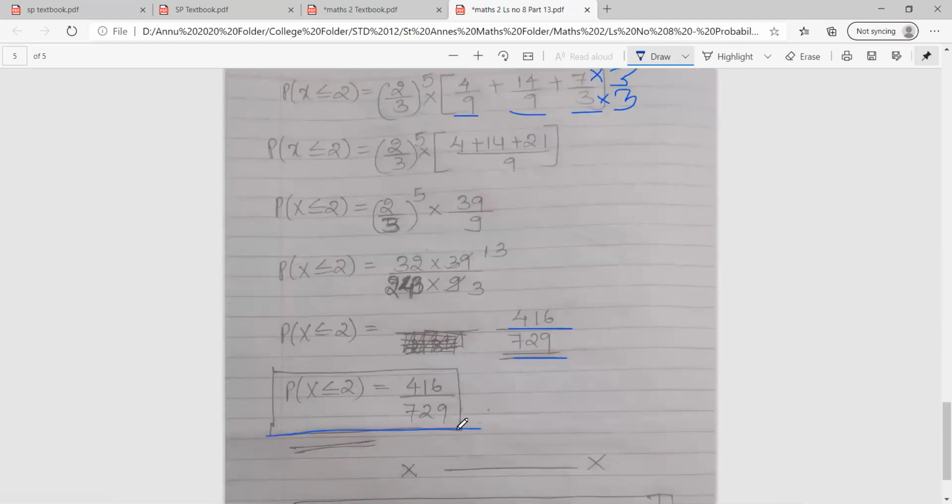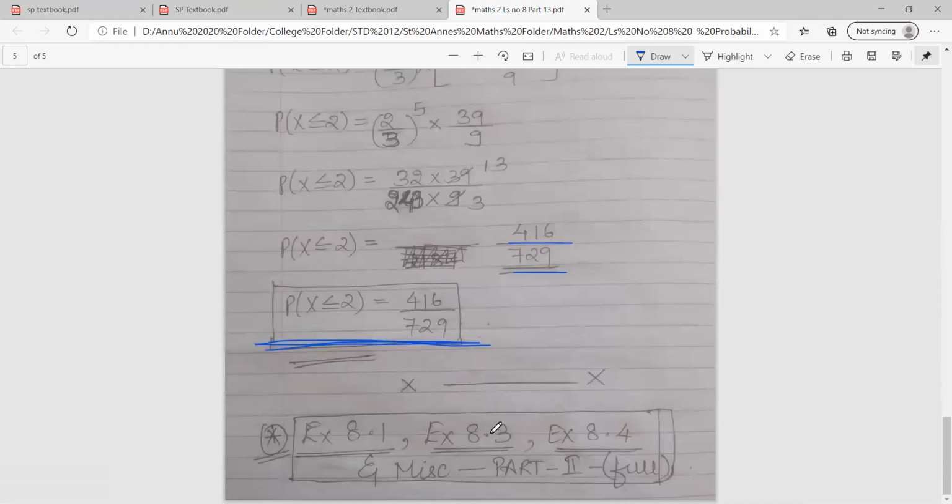So I stop here class. I don't go further for division. If you want, you can solve it by logarithms. So just to give you a gist class, we have finished from this lesson exercise 8.1 completely, all the sums. Exercise 8.3, all the sums that are related to binomial distribution. Exercise 8.4, full Poisson distribution, plus the miscellaneous part 2 related to binomial and Poisson distribution.